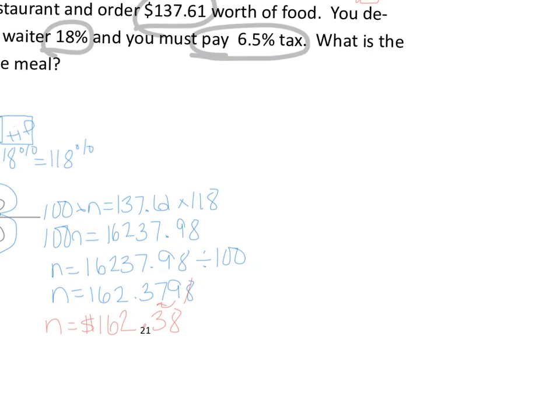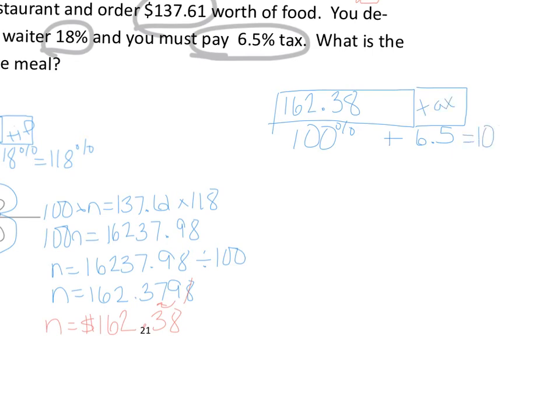Now we can go ahead and handle the tax. So our rectangle, that represents 100% of the cost. 100% is $162.38. We are adding on 6.5% for the tax, meaning that our total percent is 106.5%.